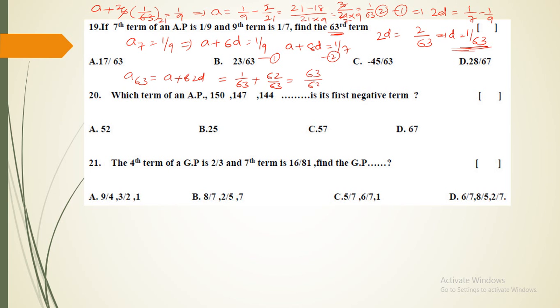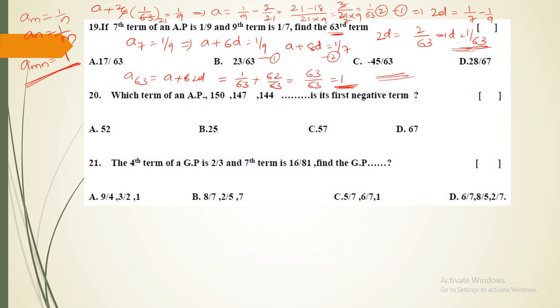63 by 63, which is equal to 1. So the answer for this question is 1, right? You can simply remember this: if AM is equal to 1 by N and AN is equal to 1 by M, then AMN is equal to 1. This is the relation which you can use here.